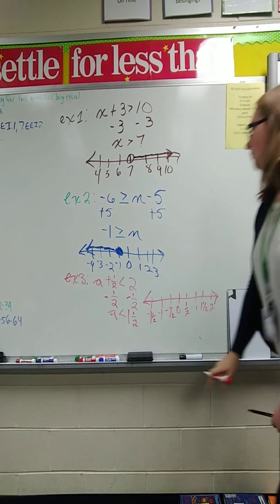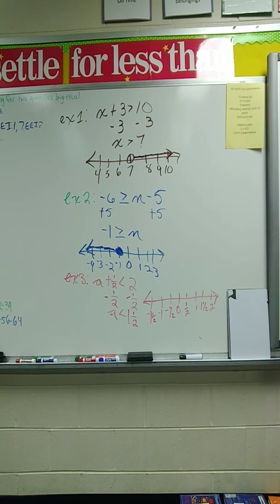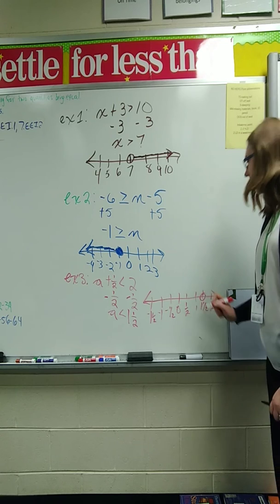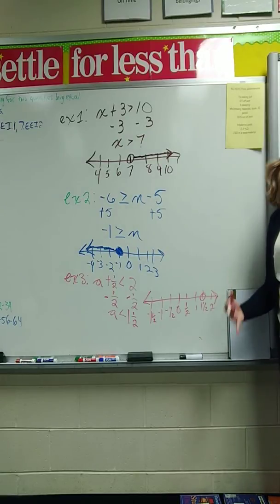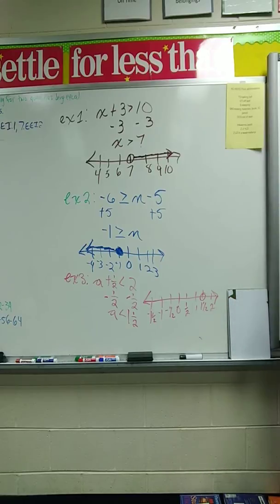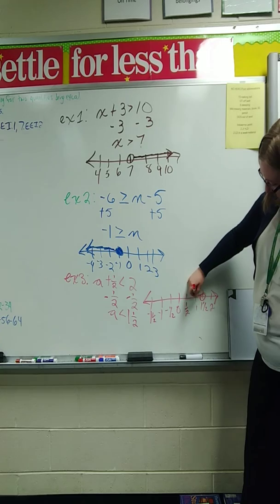Okay? So, I have a is less than 1.5. So where does my circle go? At 1.5. Is my circle open or does it get filled in? Open. It's going to stay open. Good. What direction does my arrow go in? Positive or negative? Negative. Why? Because it says it's less than. Good.